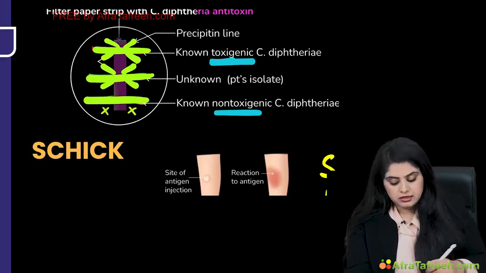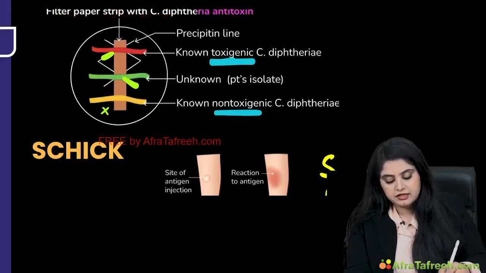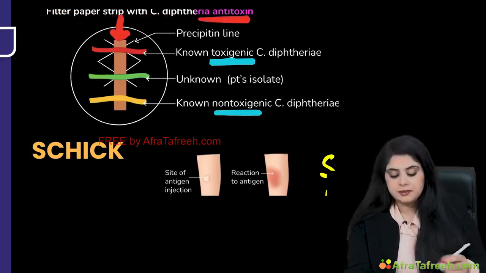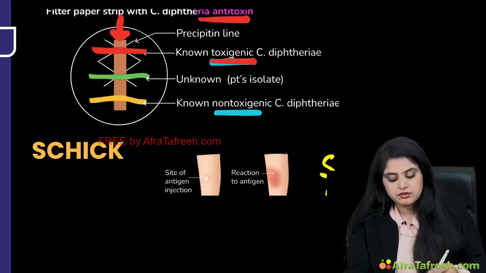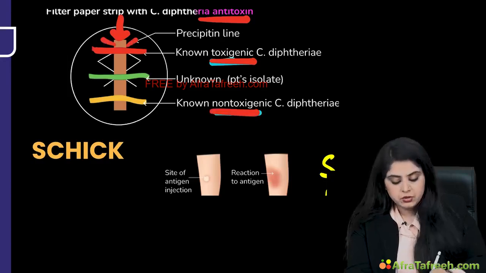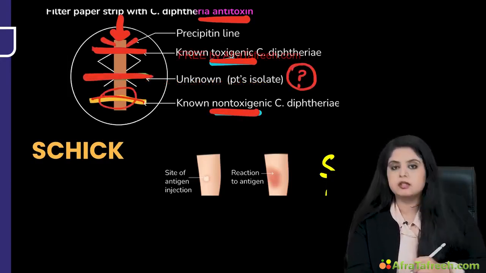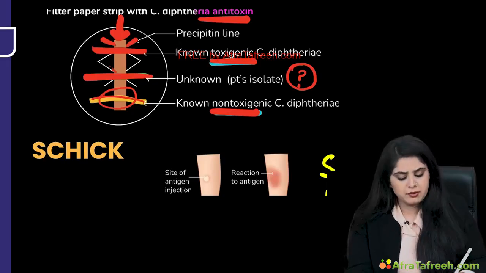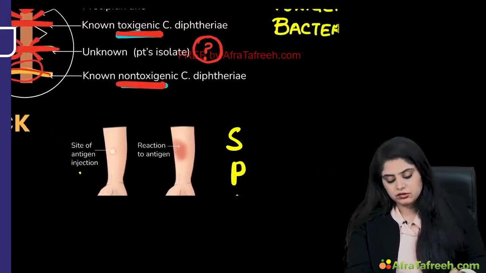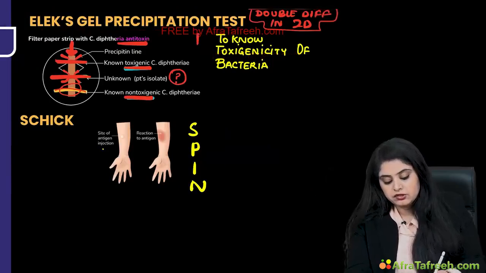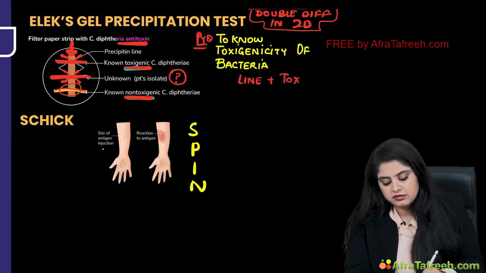So basically the concept comes down to this, let us repeat: this antitoxin I have added. After that, when I put a toxigenic strain, a line comes. When I put a non-toxigenic strain, there is no line around it. So now if I ask you what is the situation of this patient over here, is he having toxigenic or non-toxigenic? You will say, ma'am, a line came, meaning toxin is there. So simple. What is the Elek's gel precipitation test? It is done to know the toxigenicity of a bacteria, and simple, if the line comes, the toxin is there.